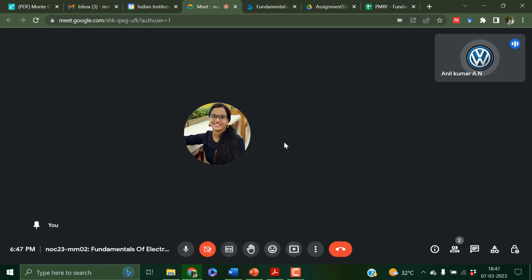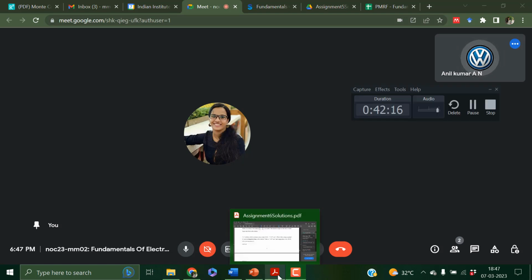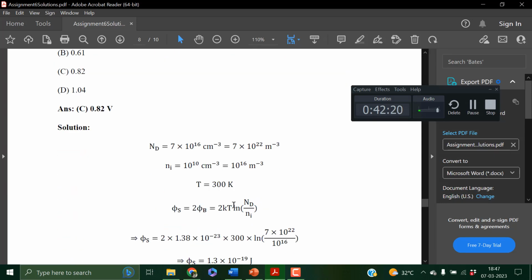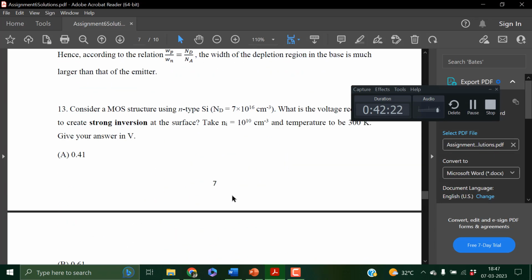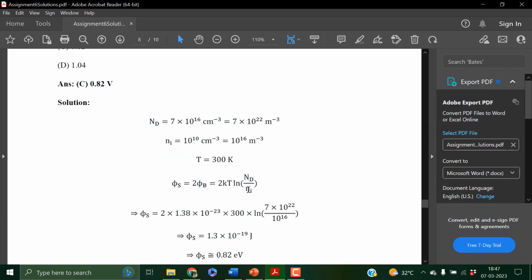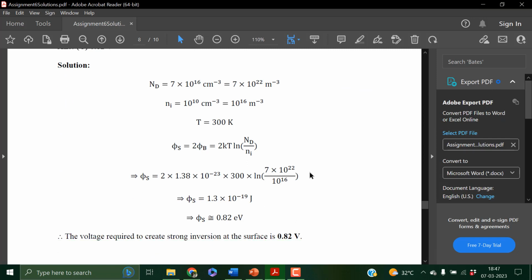Madam, I'm getting an answer which is not given in the choices. First I'm getting 1.63 electron volts. Basically, ND is given, Ni is given, and phi s is equal to 2 times phi b. For phi b I calculate kT ln(ND/Ni), and 2 times that will give you phi s.